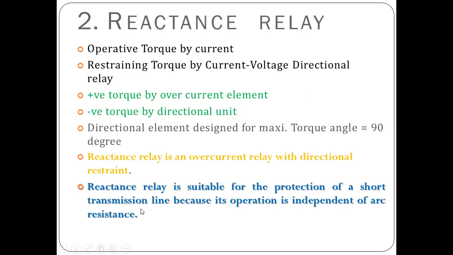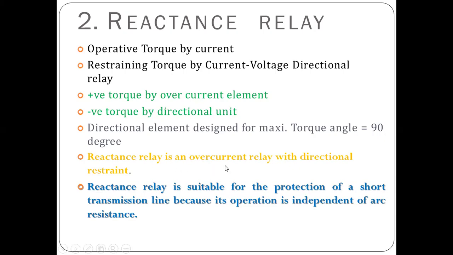These are some important points in short. There are two torques produced. The first is the operating torque, produced by the current. The second is the restraining torque, produced by the current and voltage of the directional relay. The positive torque is from the overcurrent element, and the negative torque is from the directional unit. The directional element is designed for the maximum torque angle, that means 90 degrees.